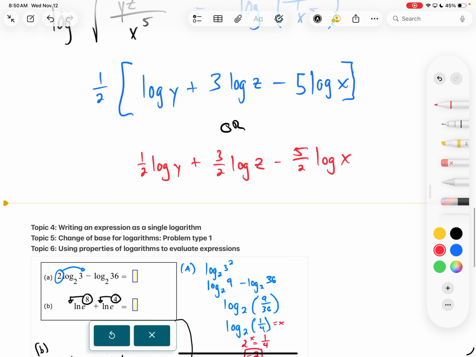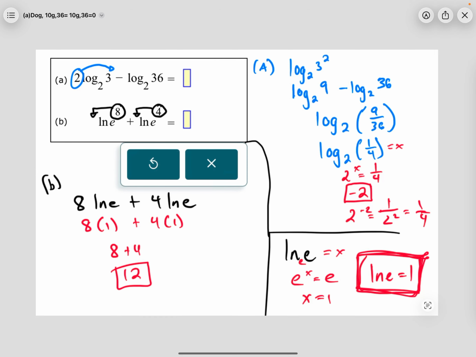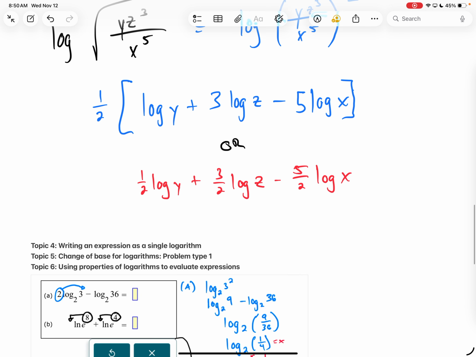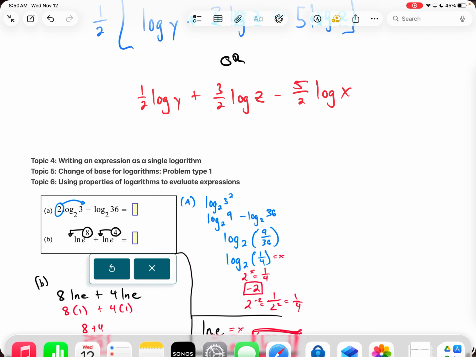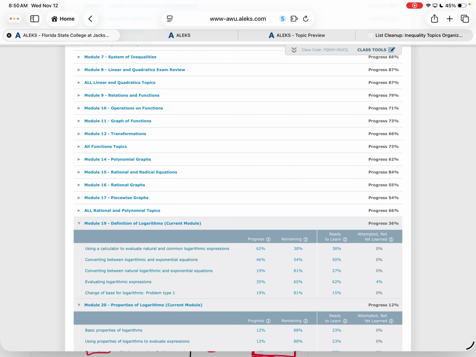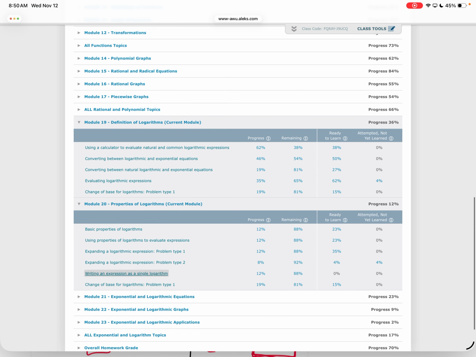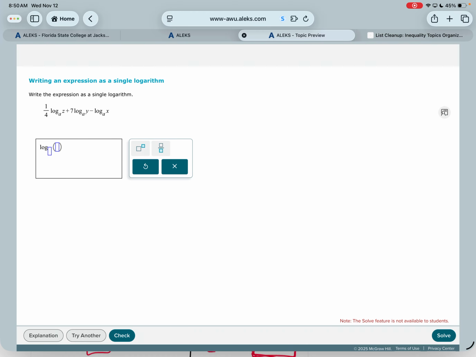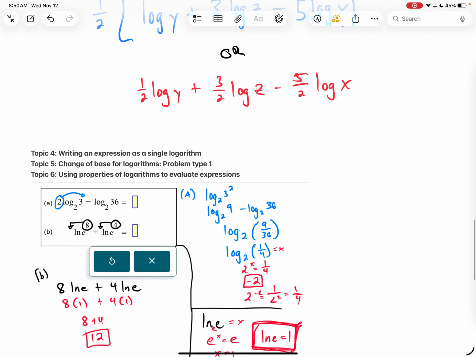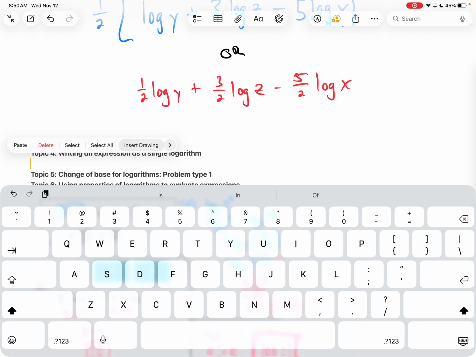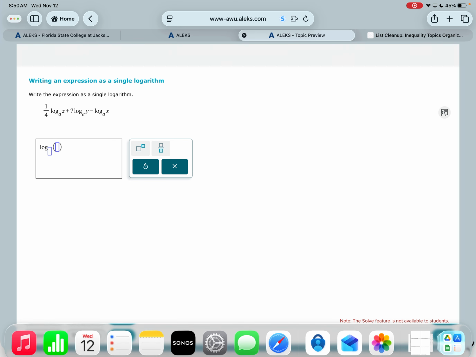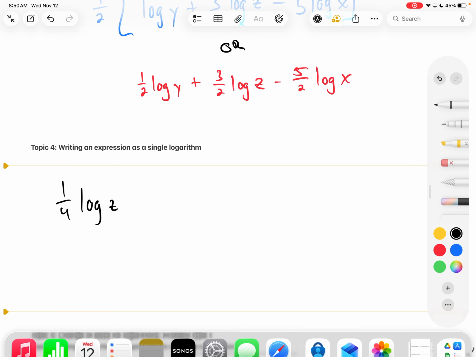All right, there's 2 topics left, but one of them is that change of base formula, which we already did. So let's do this. Writing an expression as a single logarithm is our last topic here. 1/4 log z plus 7 log y minus log x.